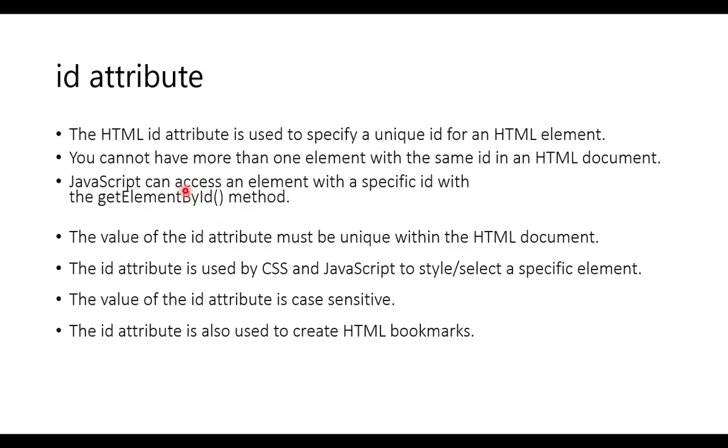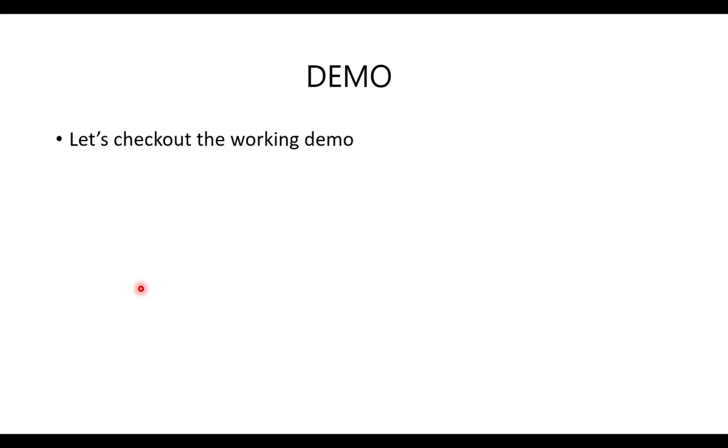We also have one more attribute called the ID attribute. This is also very popular, but you will find it very rarely. Mostly you will find a class attribute in a web page, and the element with a specific ID is accessed by the getElementById method. So let's check out the working demo.